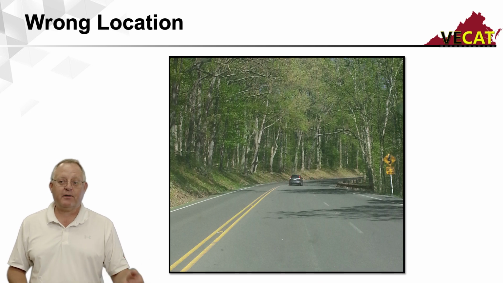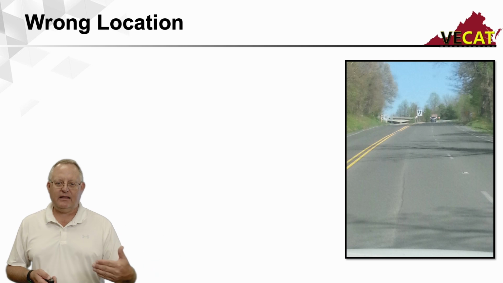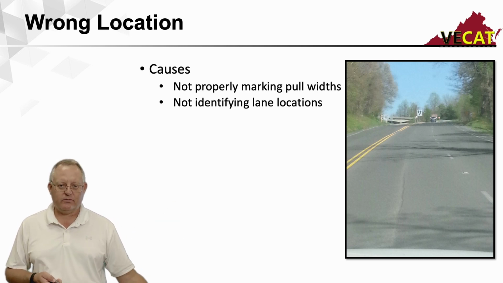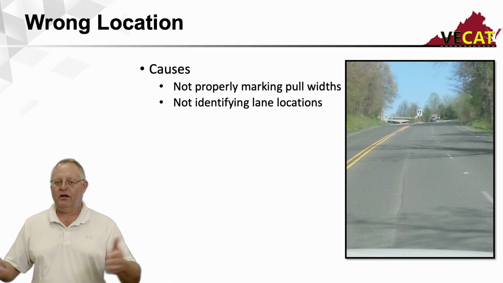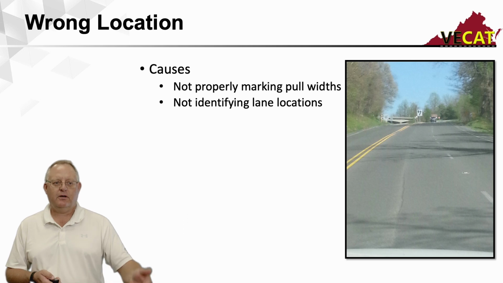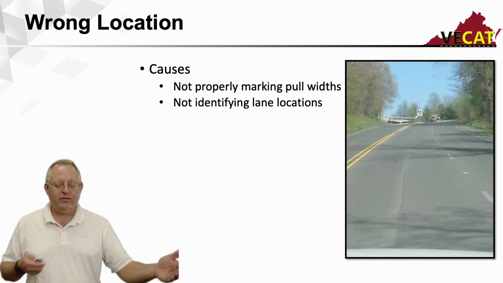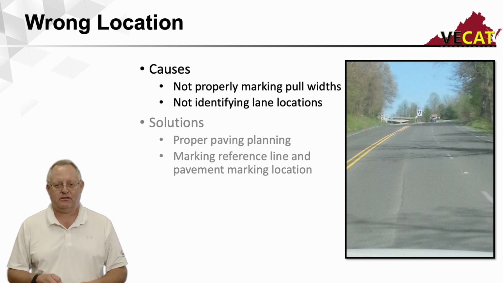Another picture of another project. Again, you can see where that lane is at. Why was that allowed to happen? What are the causes? We didn't mark the pull widths right. We were allowed to pave 2 times instead of 3, or not the correct number of pulls. We didn't identify where the lanes were going. All these things should be discussed in a pre-con and prior to paving that section.